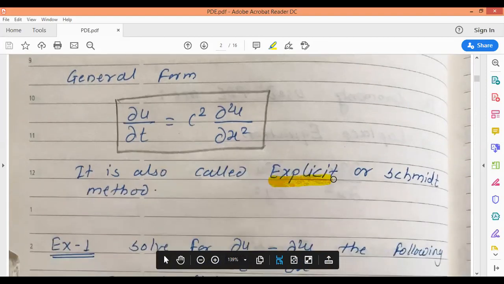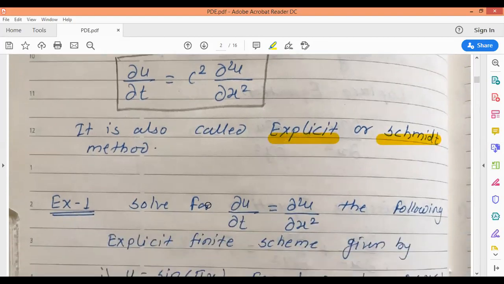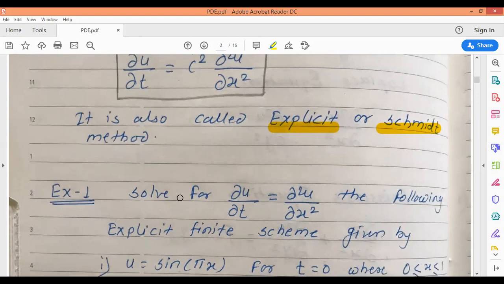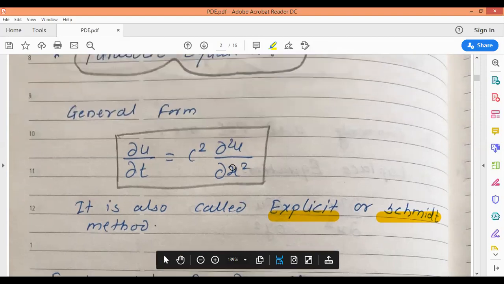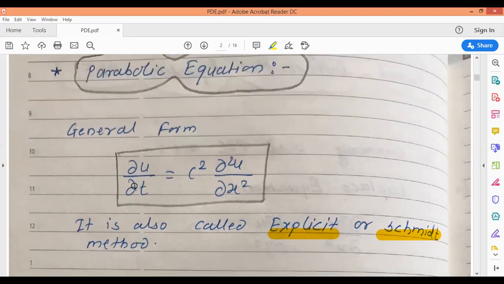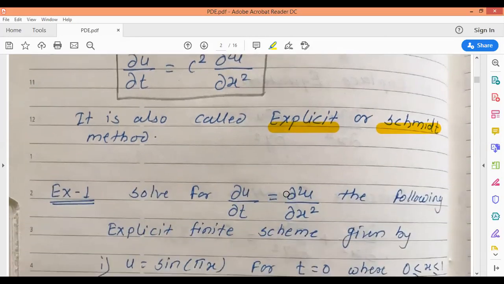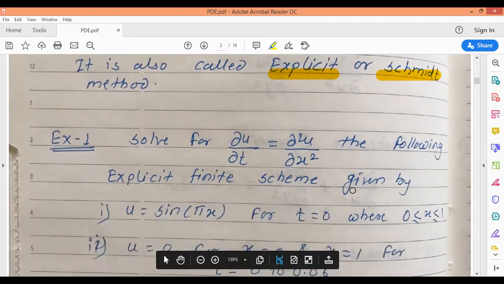This is also called the explicit method scheme. Let me take the first example: solve du by dt equal to d square u by dx square. This is the generalized form of that equation. In the parabolic equation du by dt equals c square d square u by dx square, here c square is not given, so we assume c square is equal to 1. The following explicit finite scheme is given.